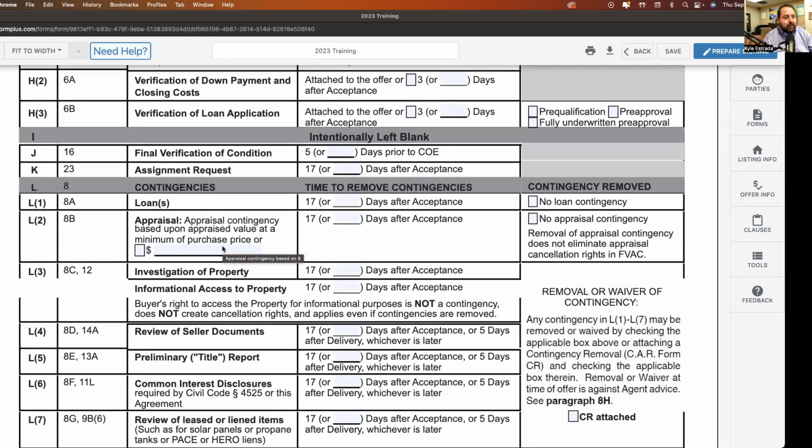Appraisal contingency is based upon an appraised value at a minimum of purchase price. That's the default. That's the general. That's what it's been forever. It means that whatever I offer you, if you allow me to have an appraisal contingency, that appraisal contingency is contingent upon the property appraising at the amount we agreed on in the purchase agreement, right? That's it. That's what it means.